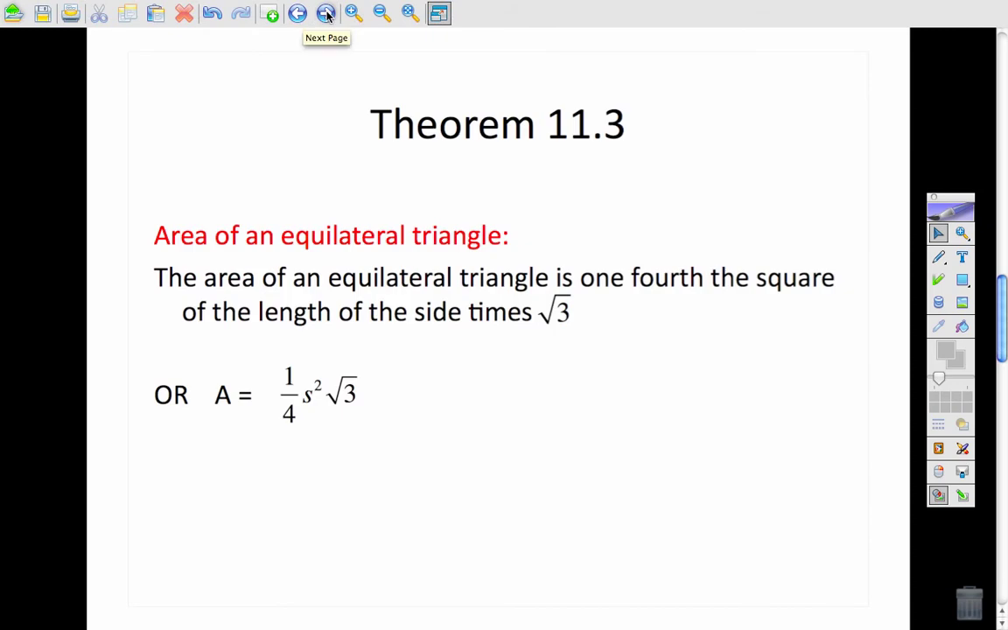Okay, first theorem you're going to want to get down is the formula for an equilateral triangle. And this just gives us another option. If we don't have the height, we can just use the side length. Let's go ahead and copy that formula down. S is equal to the side length of the triangle.